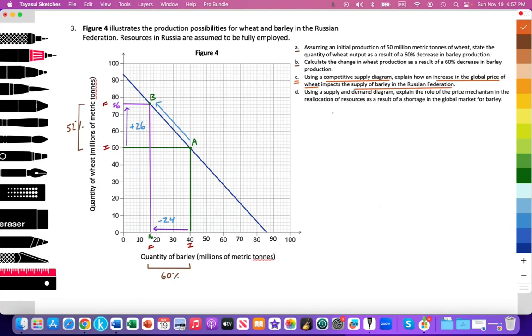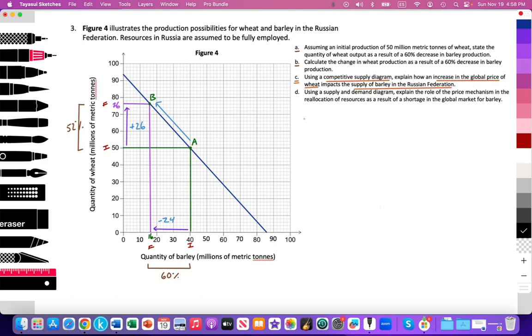So I want you to pause the video and draw that model, and then we'll take a look at your work. Please pause the video now and illustrate a competitive supply diagram in the context of question C. Please pause the video now. Okay, so let's take a look at your work.